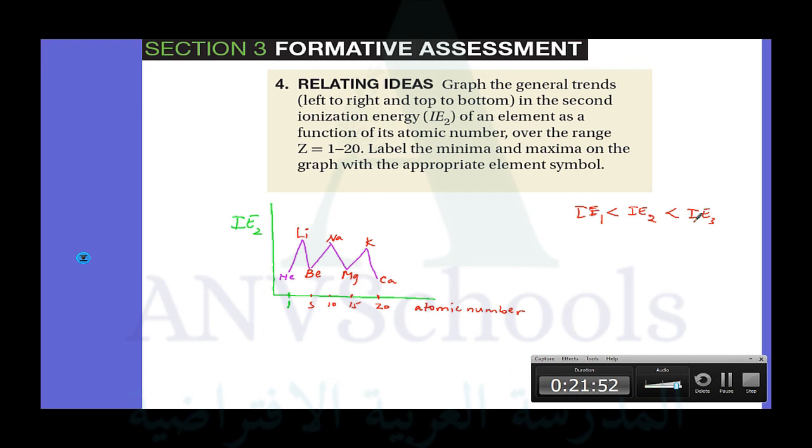So generally speaking, second ionization energy, as you go across a period, decreases.